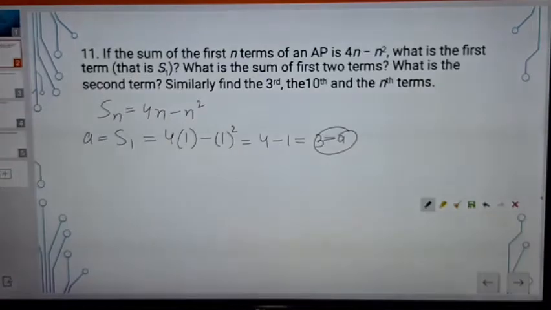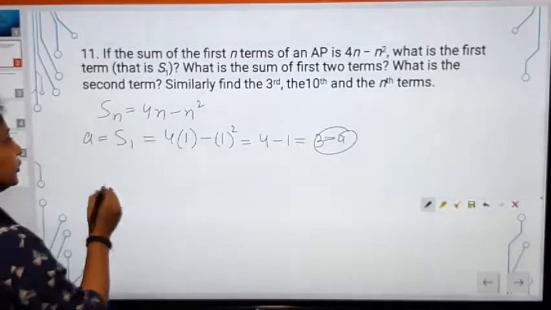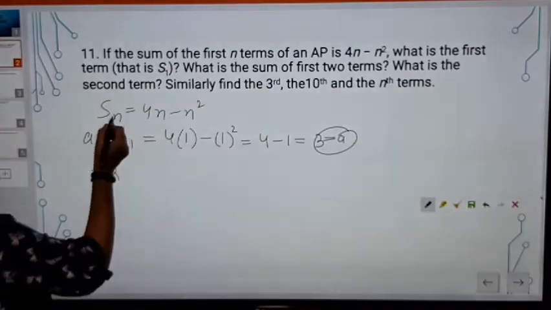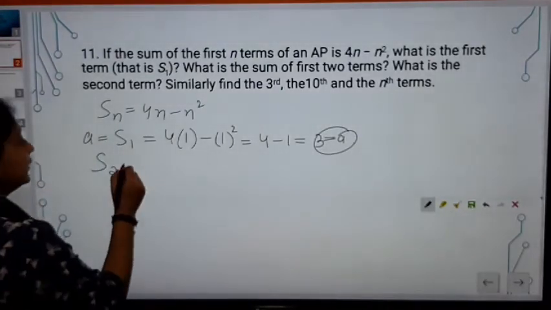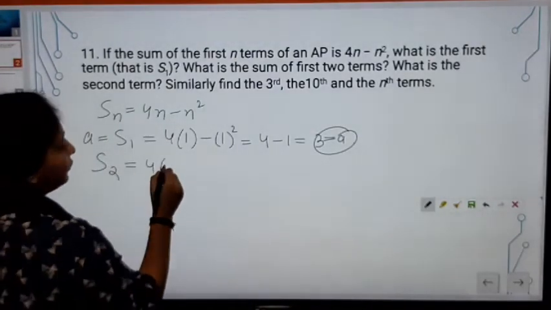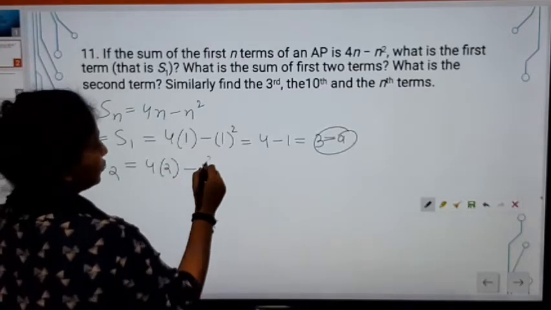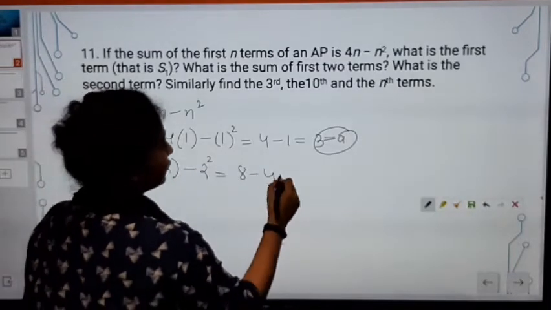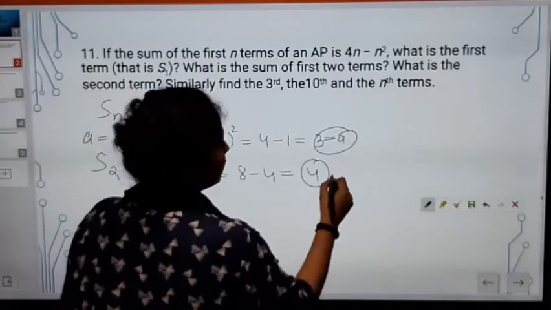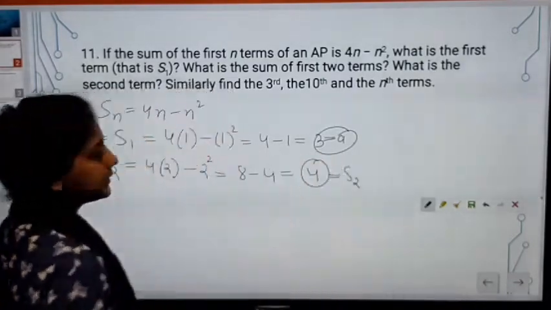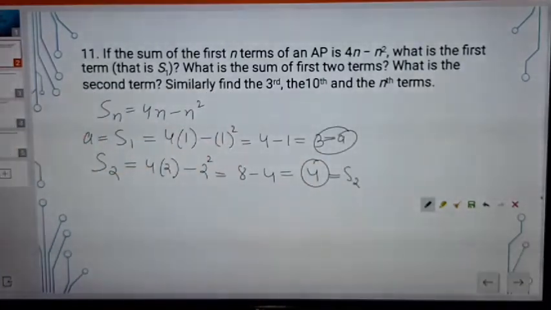Next, what is the sum of the first two terms? For the sum of the first two terms, I have to keep the value of n as 2 in this equation. So I'll get 4 into 2 minus 2 square, that is 8 minus 4 equals 4. So S2 we have as 4.